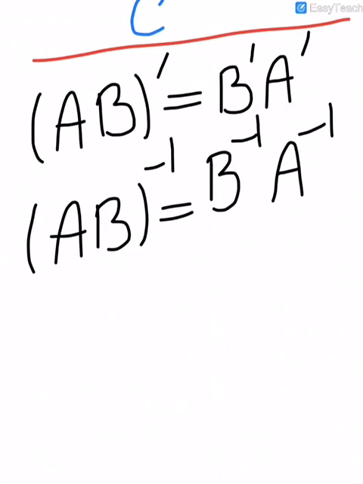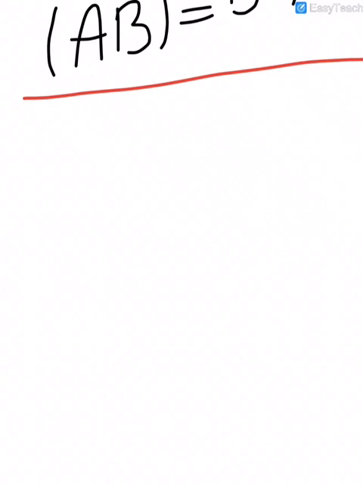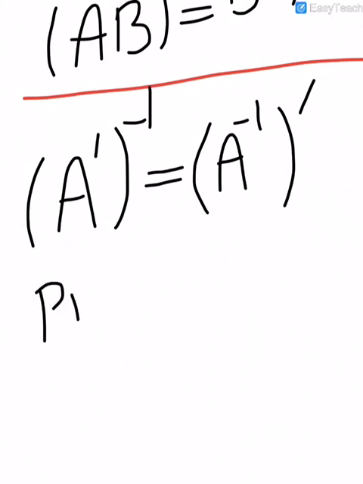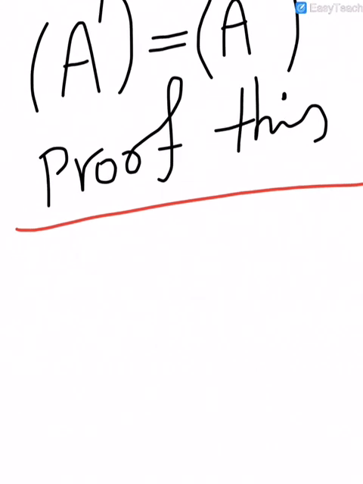And the last property, which is very cool, is here. If you take the transpose of A and then take the inverse, it's the same as if you first take the inverse and then take the transpose. Prove this one. It's going to be cool. Working with matrices is very cool. I really invite you to do that.